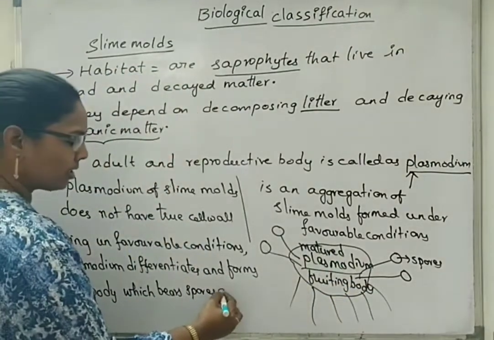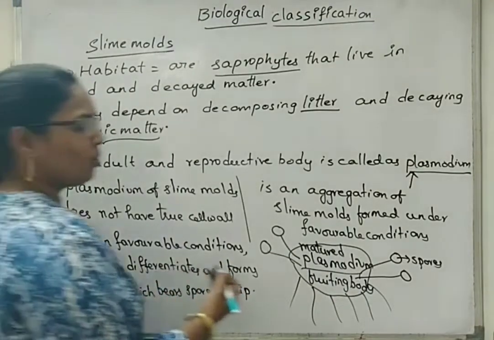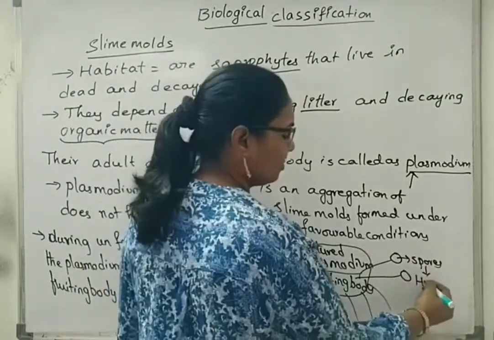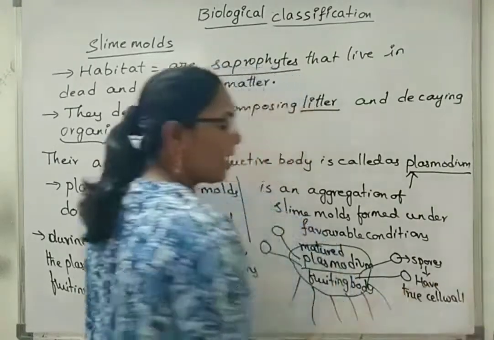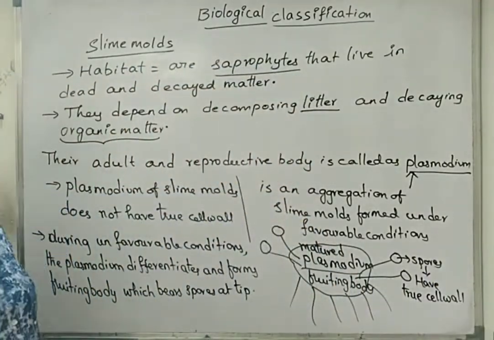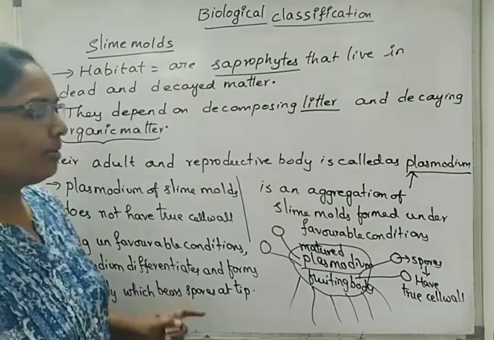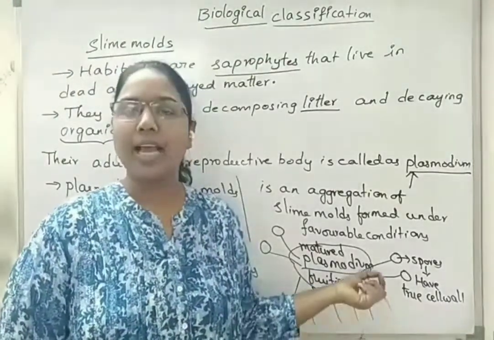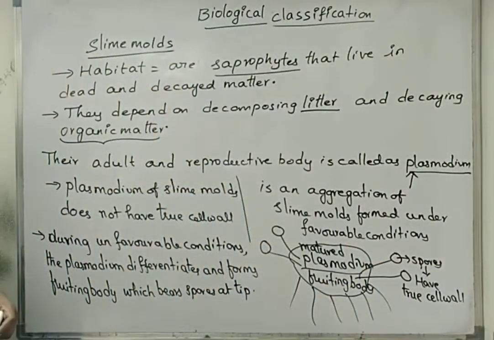Now, these spores are at the tip of the fruiting body. These spores have a true cell wall. An adult plasmodium of the slime molds will not have a true cell wall, but the spores that are formed during unfavorable conditions have a true cell wall. This is an important point to remember. So what is the use of the cell wall? The cell wall helps the spores to overcome the adverse conditions or abnormal situations. That is the use of the cell wall on the spores.